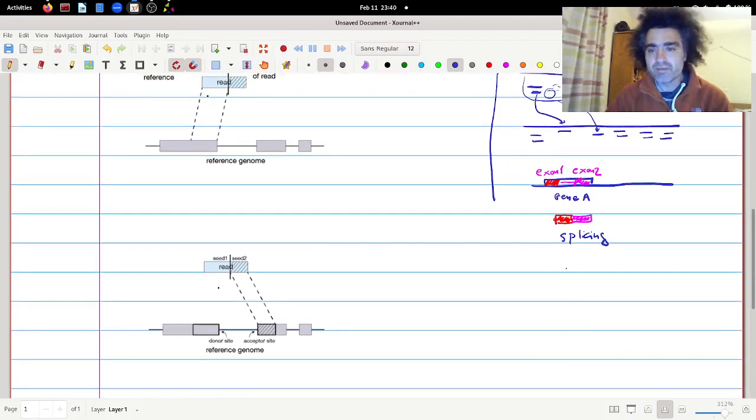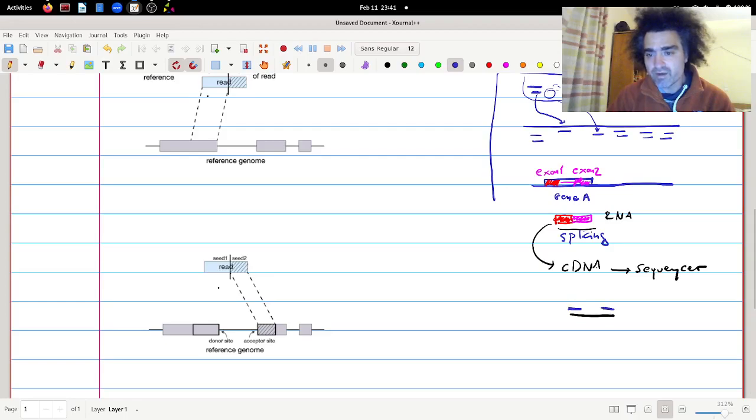Now why is this a problem? Because this RNA, this is RNA, will be converted to cDNA, and this is what we will sequence. This will go to the sequencer. Therefore, the fragments that we will take is actually this piece here. And then we will sequence this piece. So let's see why this is a problem. We will sequence this edge, for example, and this edge if we have paired end.